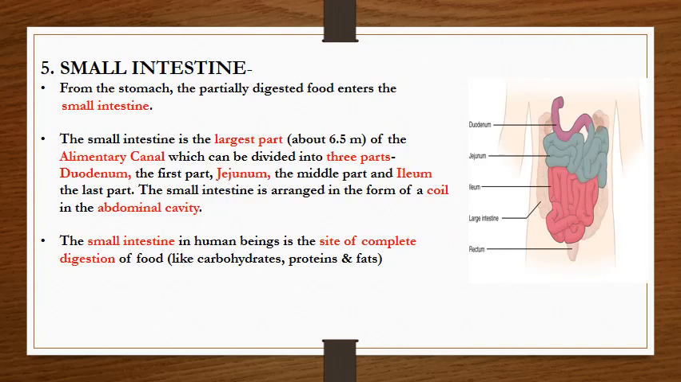5. Small intestine. From the stomach, the partially digested food enters the small intestine. The small intestine is the largest part, about 6.5 meters of the alimentary canal, which can be divided into 3 parts: duodenum, the first part; jejunum, the middle part; and ileum, the last part. The small intestine is arranged in the form of a coil in the abdominal cavity. The small intestine in human beings is the site of complete digestion of food like carbohydrates, proteins and fats.